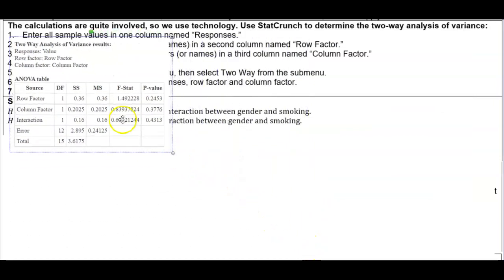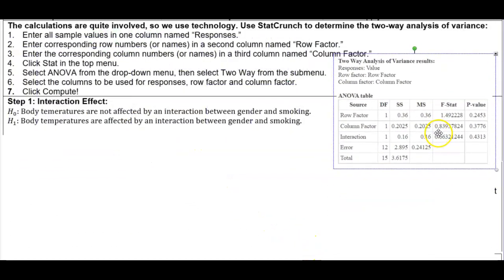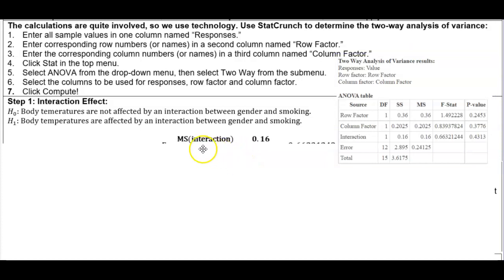Okay, so using this information from this table, we're looking at this column that represents the mean squares, which is MS, and therefore this is the column we want. Okay, and then what we're going to look for is the following. We're going to take the mean squares of the interaction. You can see here the mean squares of the interaction is 0.16.